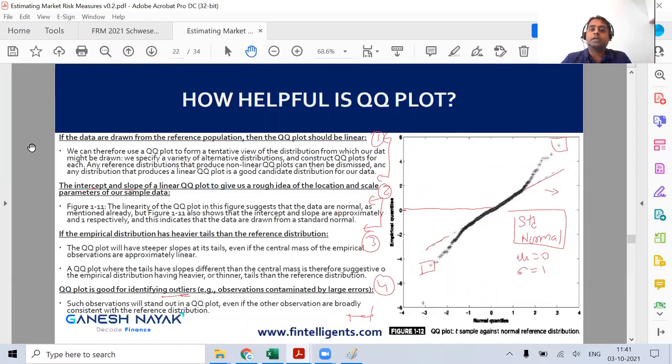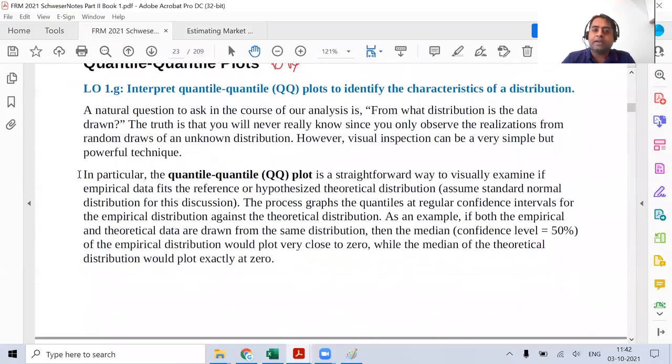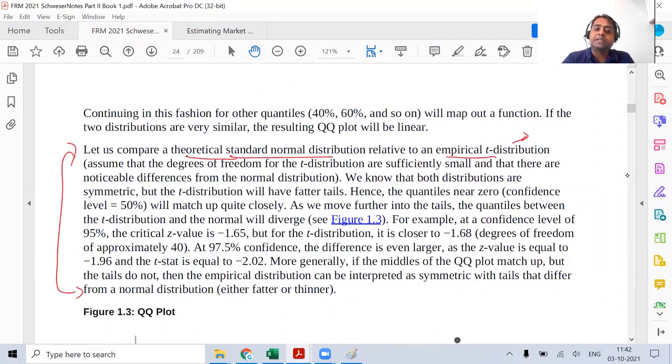These 4 pointers are not there in your book. Fairly simple. I'm just going through the book now. Primarily, this is the same discussion that we are having. What they are focusing on is that it should match exactly, quantile to quantile. If you read this paragraph, they're saying we first have the theoretical distribution, for example standard normal distribution, then we match our empirical distribution. In this case, they have taken the empirical distribution as T. So obviously the tails are going to be heavier.